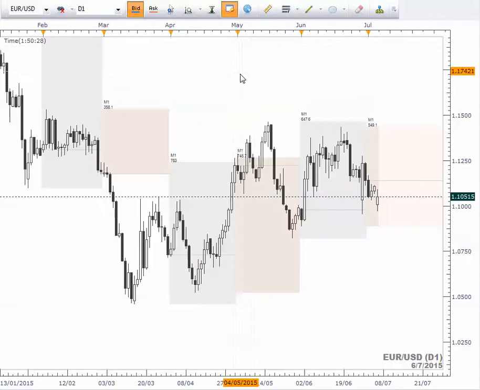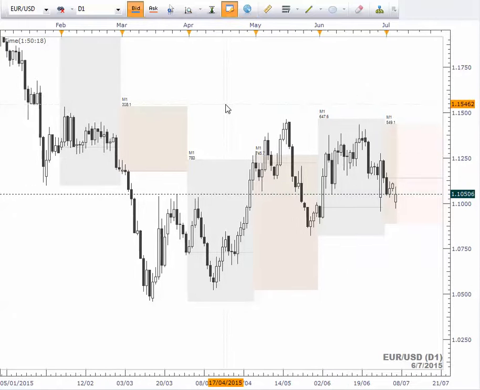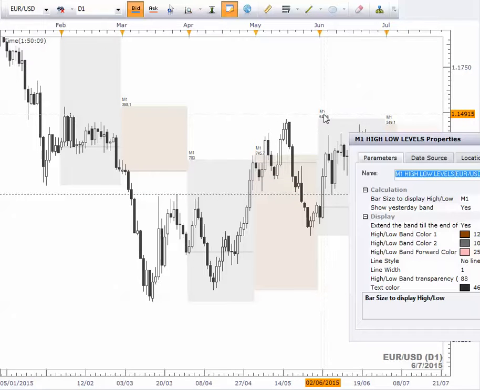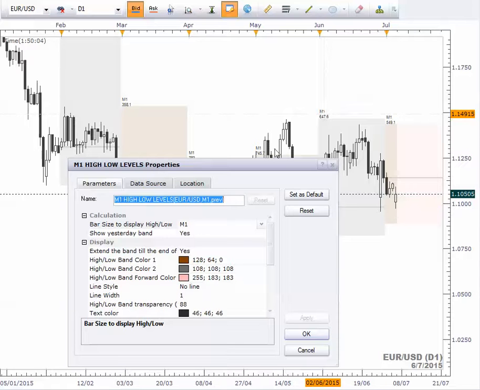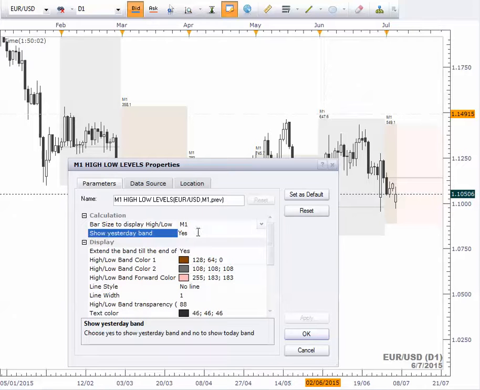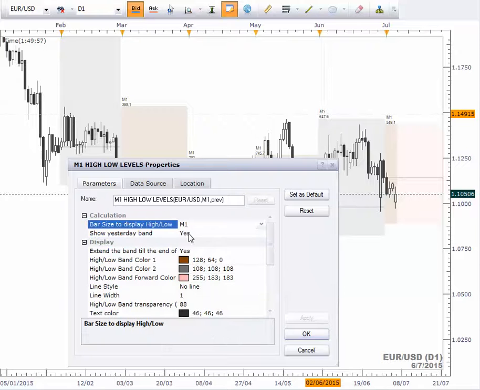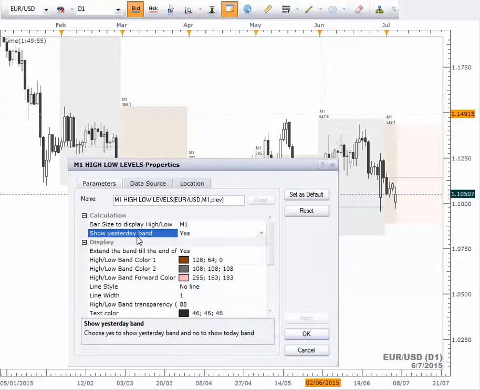So I'll begin by looking at how I would have traded during the month of June, and what information would have been available to me coming into the month of June. And this is again basic price action. So I start off here by putting up this indicator, which is basically drawing in the highs and lows of the previous month. And it says here, show yesterday's band. I know it says yesterday, but it's a previous period. In this case, I've got monthly band.